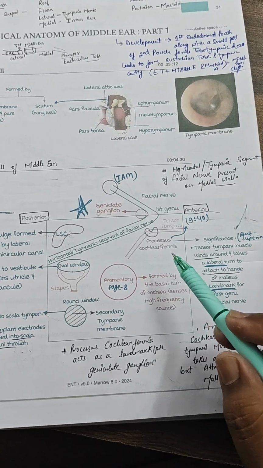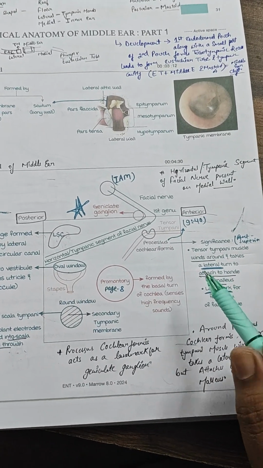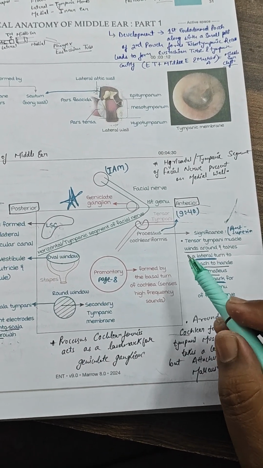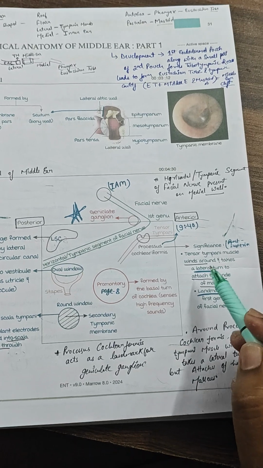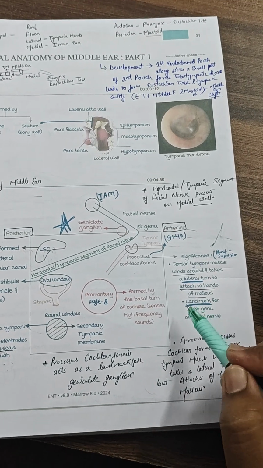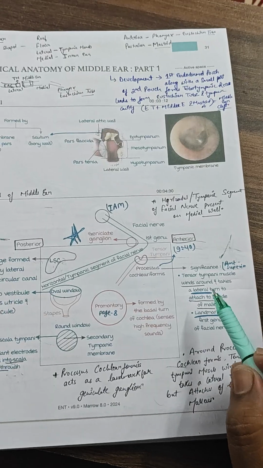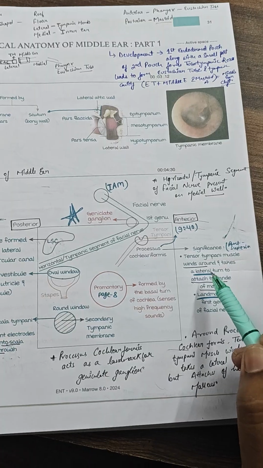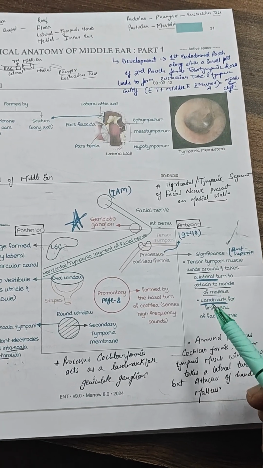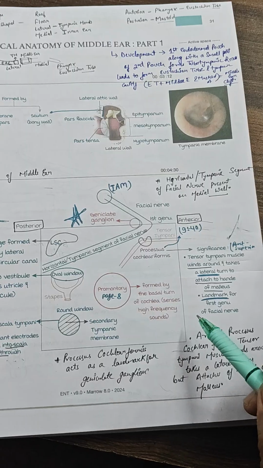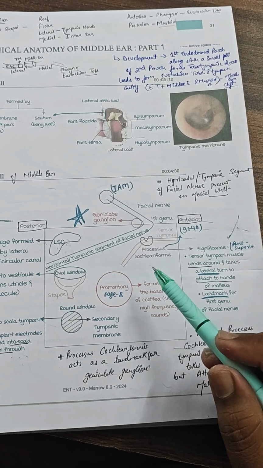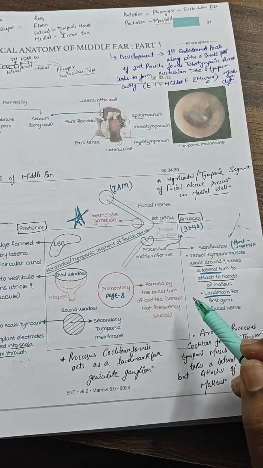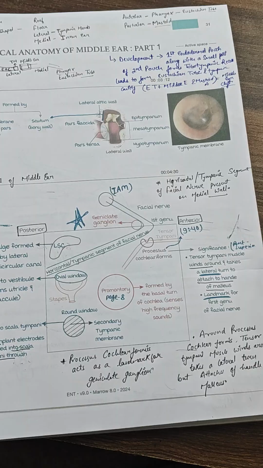It runs medially, where it becomes a tendon, winds around, and takes a lateral turn. Here the tensor tympani winds around and takes a lateral turn to attach to the handle of the malleus. The second significance is that it acts as a landmark for the first genu of the facial nerve. The facial nerve enters the inner ear through the internal acoustic meatus, and after running through it, it enters the middle ear on its medial wall.